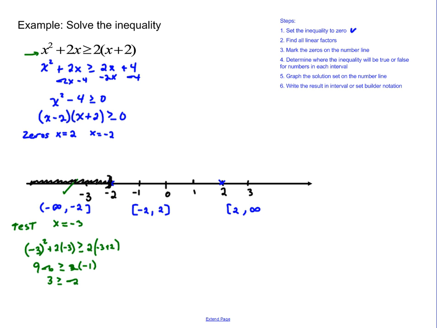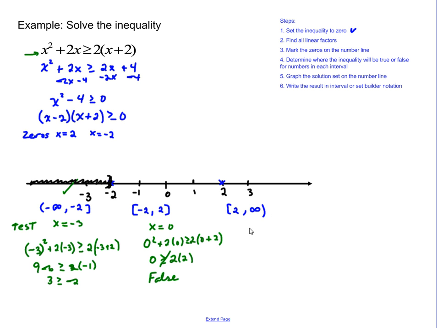Does it work between negative 2 and positive 2? Well, let's check out x equals 0, which is certainly in this interval. If I take 0 squared minus 2 times 0, it should be greater than or equal to 2 times the quantity 0 plus 2. Was that true? In this case, absolutely not, because 0 is not greater than or equal to 2 times 2. Right? So this is false. And that won't be in our solution set. So we're not going to consider that.